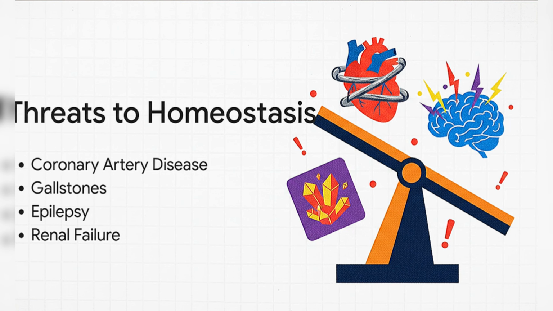under threat. For example, coronary artery disease is actually the leading cause of death worldwide. It happens when plaque builds up and narrows the arteries supplying the heart. But there are system-specific threats all over. Gallstones can block up the biliary tract. Epilepsy causes abnormal electrical activity in the nervous system. And renal failure happens when those incredibly hardworking kidneys we just talked about can no longer adequately filter waste.